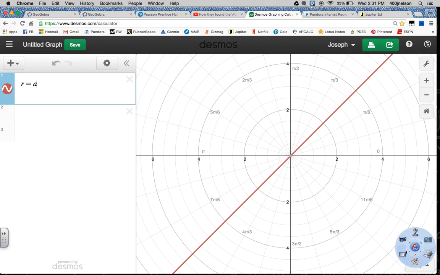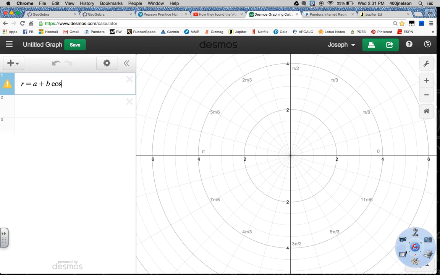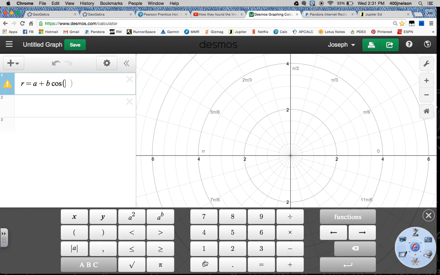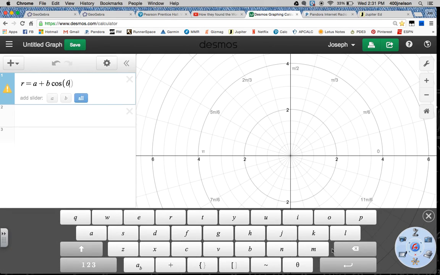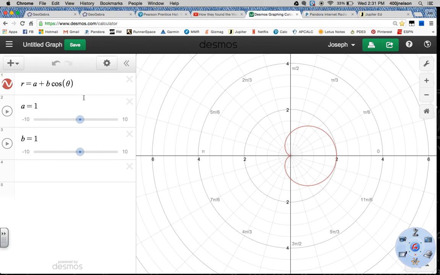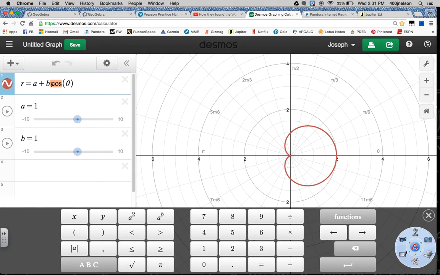I'm going to go A plus B. So, I actually want more things here. So let's go cosine. Whoa, what's that? Cosine of... Well, I guess we didn't have more than that. So if you come down here to your keyboard and go ABC, here's your theta button. And I'm going to add sliders for A and B. Actually, let's do the sine version. I like the sine version better.